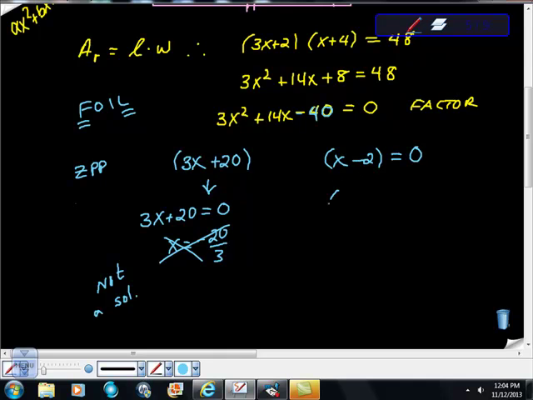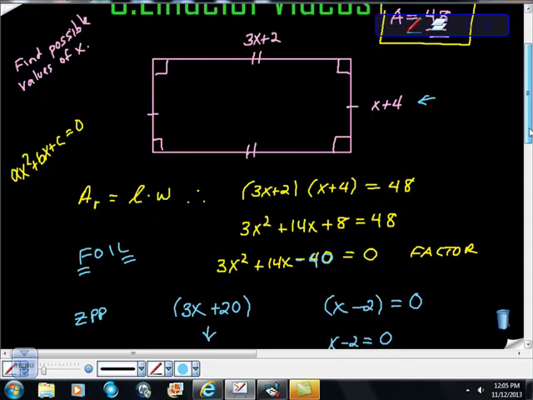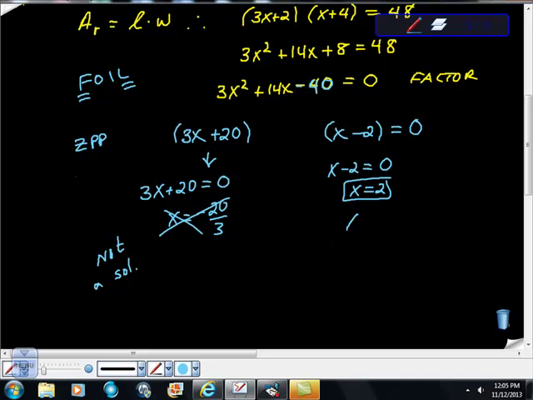But what about this? When is x minus 2 equal to 0? Just a tiny bit of algebra, we get x is equal to 2. And if we put x equal to 2 into this, this turns into 8, and this turns into 6, and those are both positive numbers. So our only solution is x equal to 2. So that is our only solution.